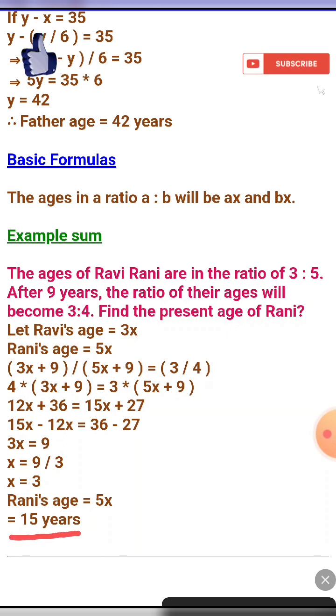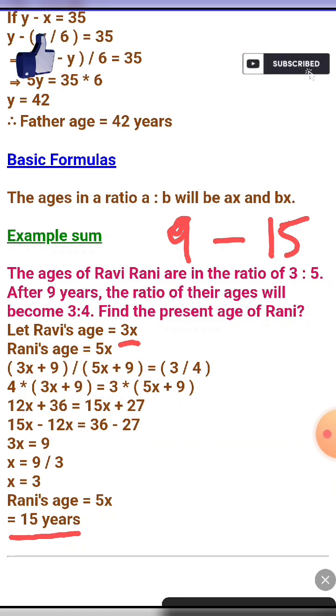Rani's age is 5x, which means 15, and x is equal to 3. Ravi's age is 3x, that is 9. That's why Ravi's age is 9 and Rani's age is 15. Okay. Then after 9 years, Ravi will be 9 plus 9, which is 18, and Rani will be 15 plus 9, which means 24.